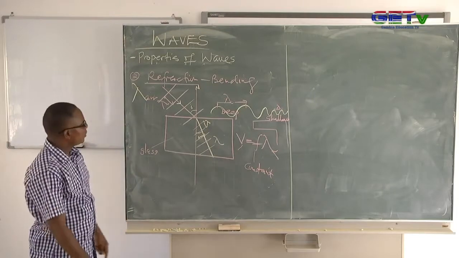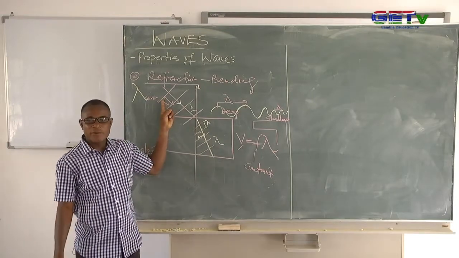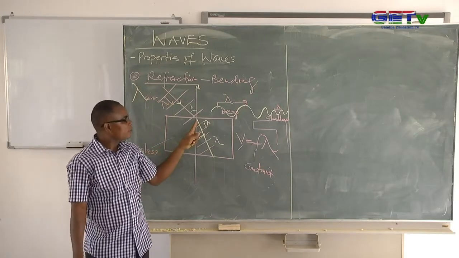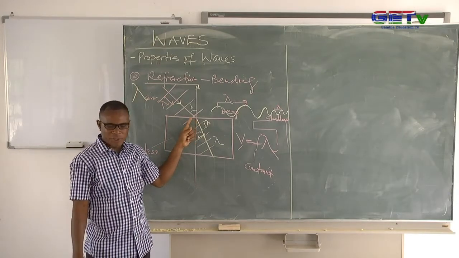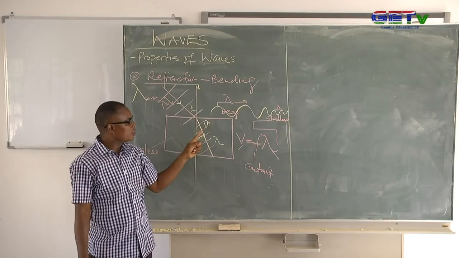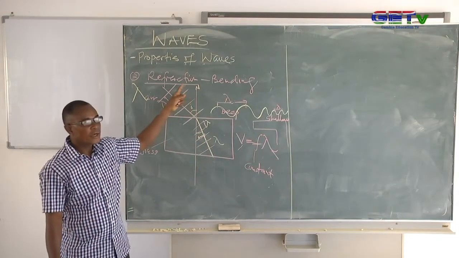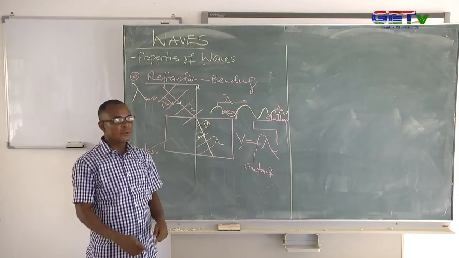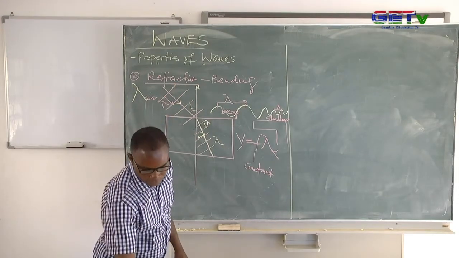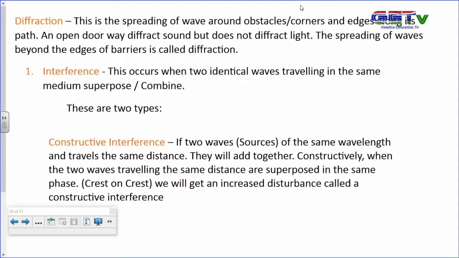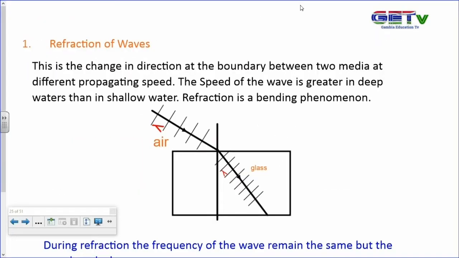So for objective purposes, you'll be able to understand that when the wave moves from an optically less dense medium and enters a denser medium, it is bound to change its speed. And changing its speed means it is going to change its direction. And that is why you have refraction. I said refraction is a bending phenomenon. So now we have already discussed refraction. Now we'll go to the third property.